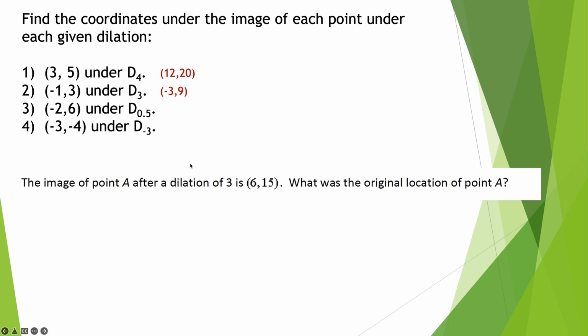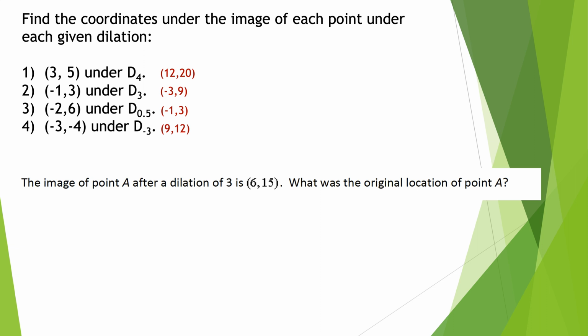What about the next one? This is a dilation of 0.5, which is like half or dividing by 2. Okay, we're going to get negative 1, 3, right? Because half of negative 2 is negative 1. Half of 6 is 3. What about the last one? Negative 3 times negative 3 is 9, and negative 4 times negative 3 is 12.